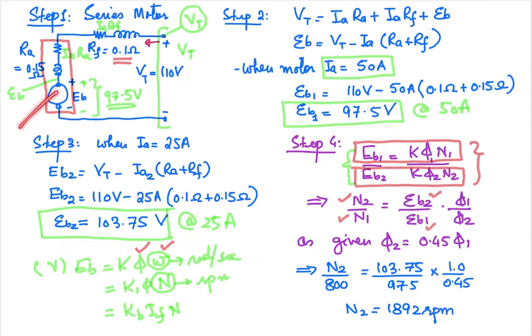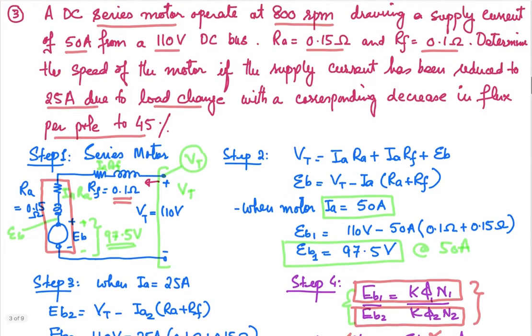Whatever change appears in the back EMF, the same change will appear in the speed. The machine was at one particular torque taking 50 ampere from the source, and now the current is reduced to 25 ampere, so the back EMF changed, and your speed is going to change in the same ratio. The second thing affecting this is the flux, because when we changed the load to 25 ampere, there is a decrease in the flux over the poles, and it is now 45% of what it was previously.